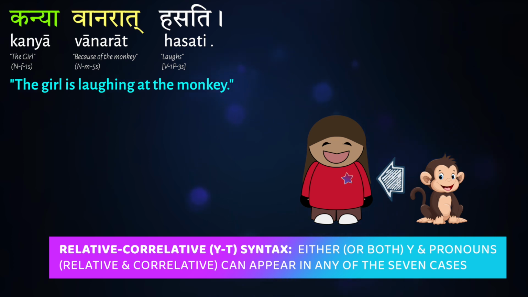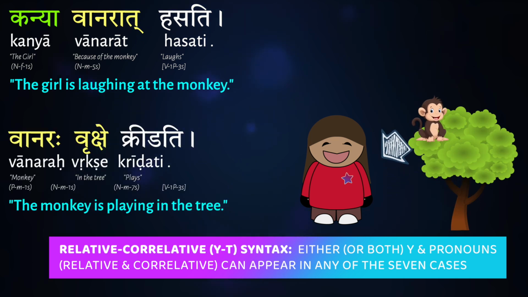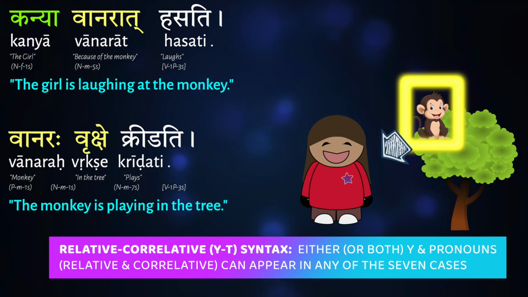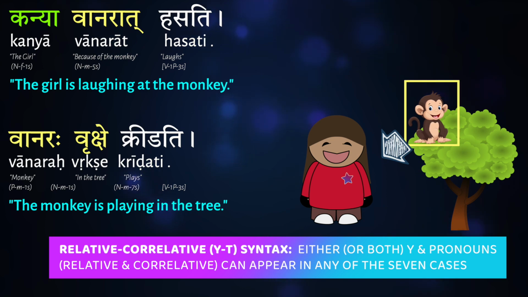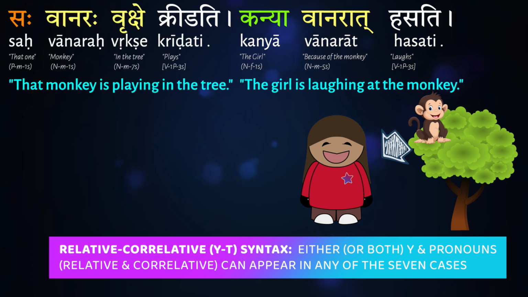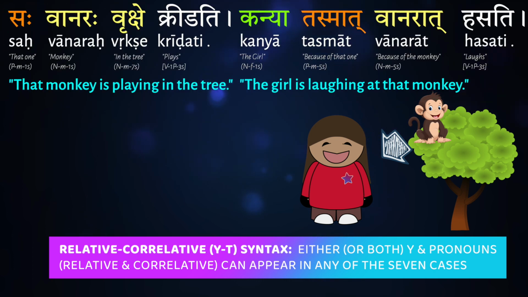Now let's say we want to say something more about the monkey rather than the girl. Let's say we want to say that the monkey that she's laughing at is playing on the tree. We would say, Vanaraha vrikshe kridati. That would be how to say the monkey is playing on the tree. But if we want to put those two together, how do we do that? First, we put the sentences side by side, add demonstrative pronouns in both. Saha vanaraha vrikshe kridati. That monkey is playing on the tree.